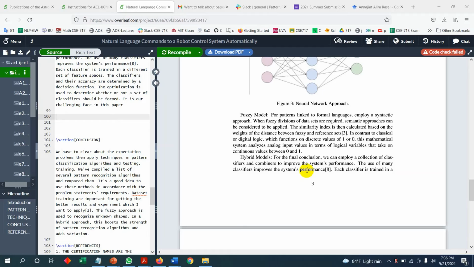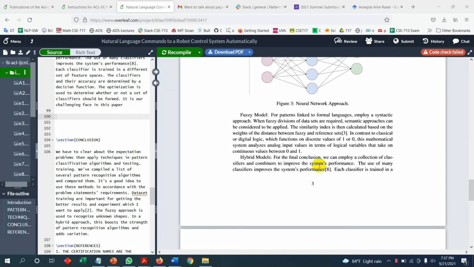And the fifth technique is the fuzzy model. For patterns linked to formal languages, employ a syntactic approach when fuzzy division of data sets is required, and semantic approaches can be considered to apply, and the similarity index is then calculated based on the weights of the distance between fuzzy and the reference sets. In contrast to classical or digital logic, either 0 or 1, which functions on discrete values of 0 and 1, this mathematical system analyzes analog input values in terms of logical variables that take on continuous values between 0 and 1.